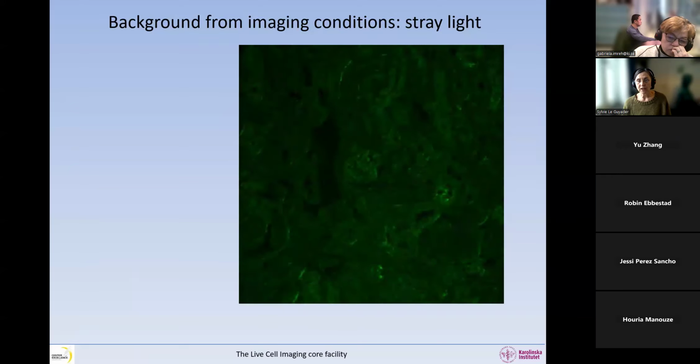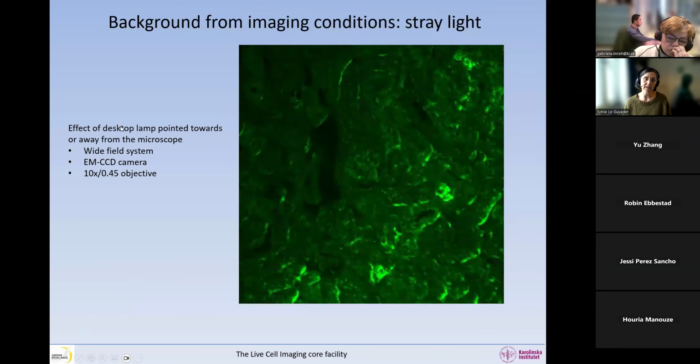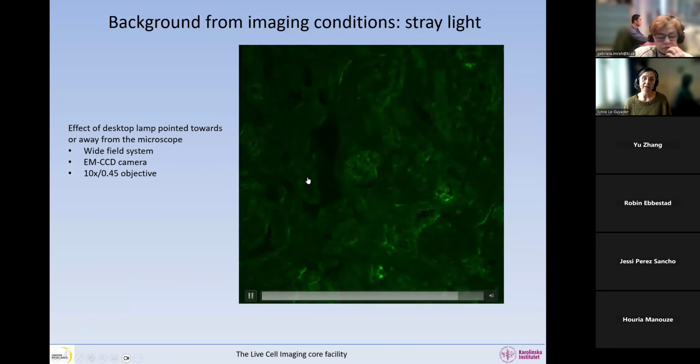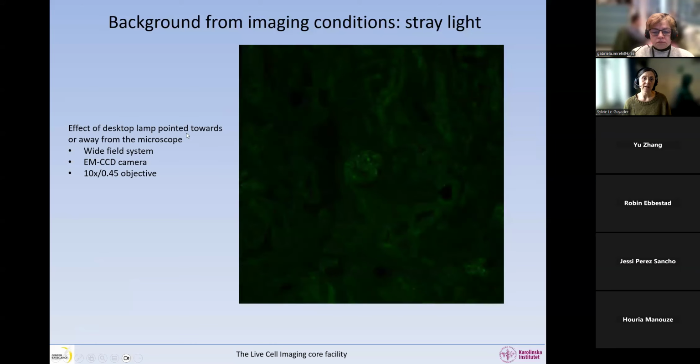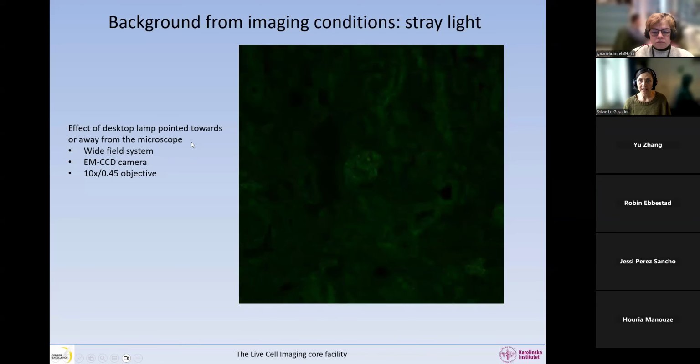It looks very much that we have either signal or no signal, a signal turning on and off, where actually what it is is a desktop lamp near the microscope that was either pointed towards or away from the microscope. So this is stray light. This is definitely something we do not want, and it's quite easy to deal with. Just turn off the light.